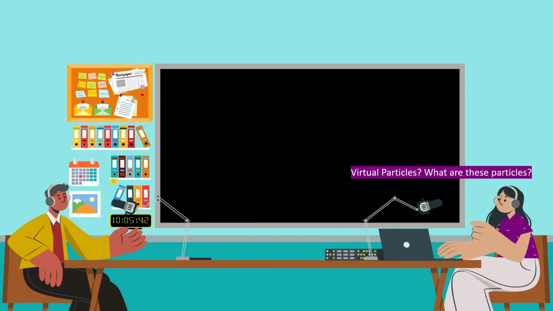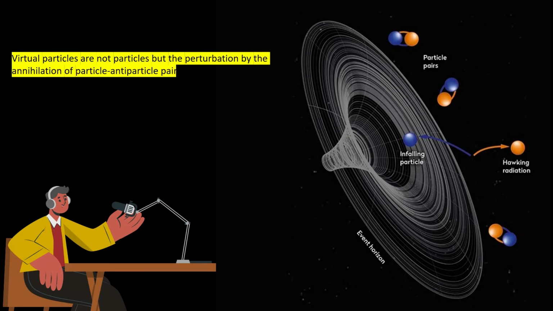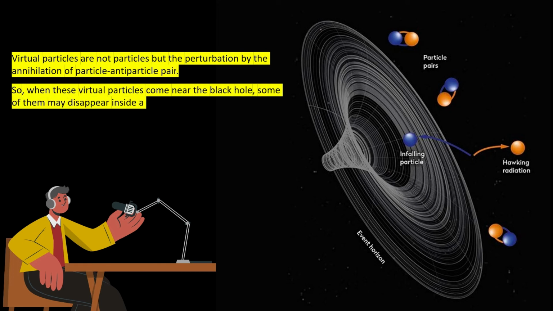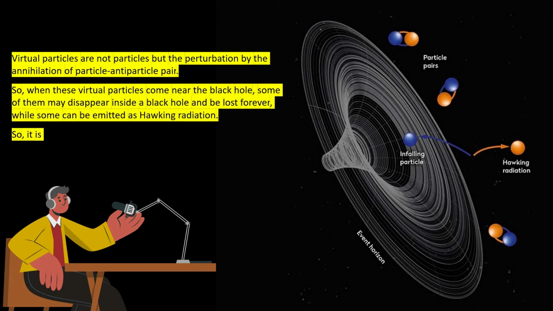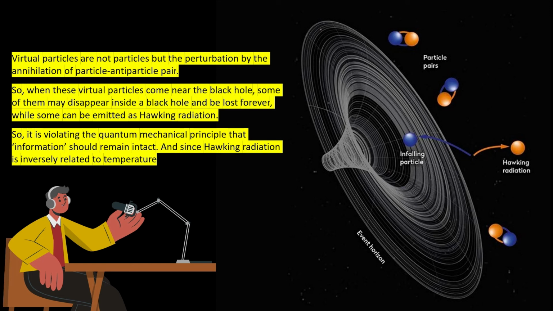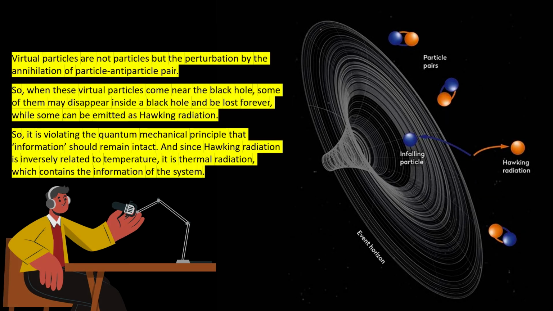Virtual particles? What are these particles? Virtual particles are not particles but the perturbation caused by the annihilation of a particle-antiparticle pair. So, when these virtual particles come near the black hole, some of them may disappear inside the black hole and be lost forever, while some can be emitted as Hawking radiation. So, it is violating the quantum mechanical principle that information should remain intact.